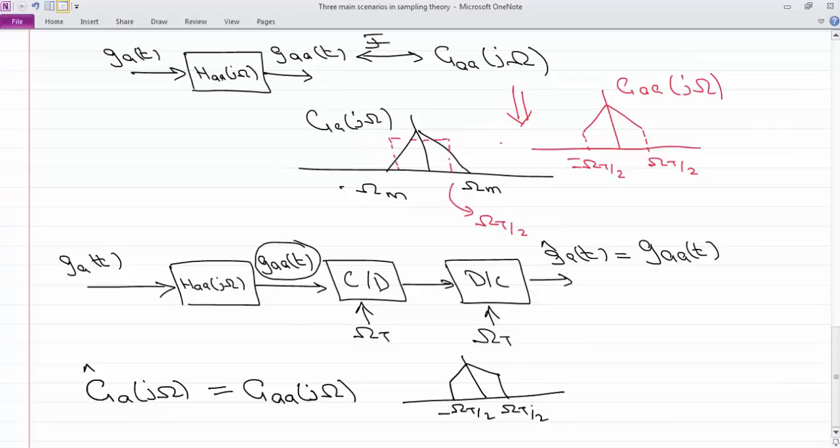Now if you compare it to the second case, in both cases you are losing information. Only in the first case, when you satisfied the Nyquist criterion and the anti-aliasing filter did not get rid of any frequencies, did you not lose any information. But what is the difference between the second case and the third case?